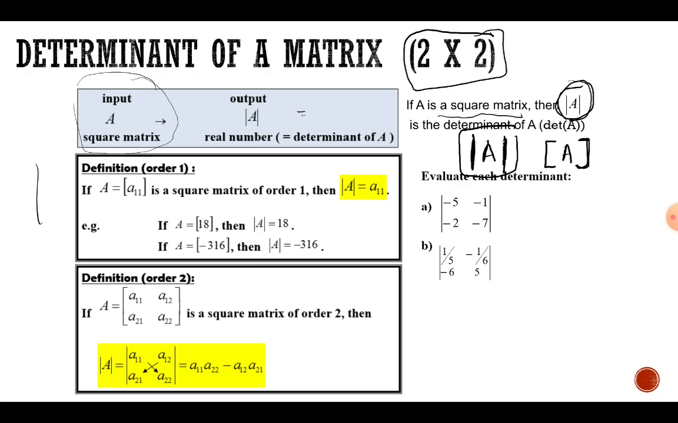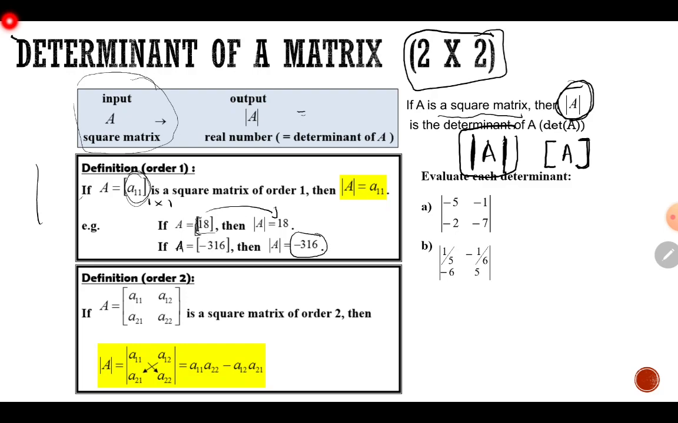Okay, so kita ada kat sini definition. Kalau matrix is order of 1, maknanya dalam matrix tu hanya ada satu entry, then automatically its determinant is sama dengan dia punya entry lah. Matrix tu kalau 1 times 1 matrix, dia ada satu row satu column je. Okay, where for this example, the entry is 18, then automatically its determinant is equals to 18. And if let's say kalau dia punya entry of the matrix is negative 316, then dia punya determinant is also negative 316.